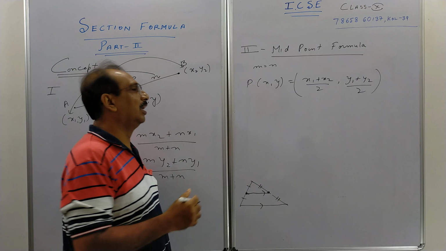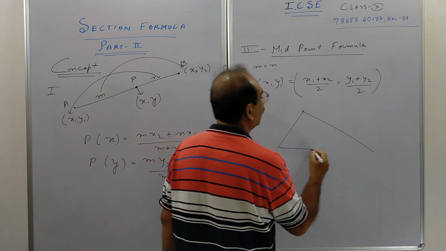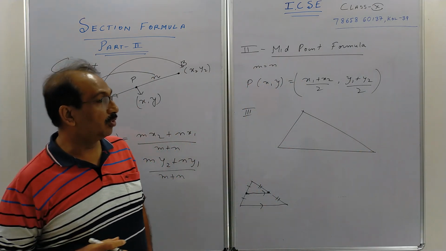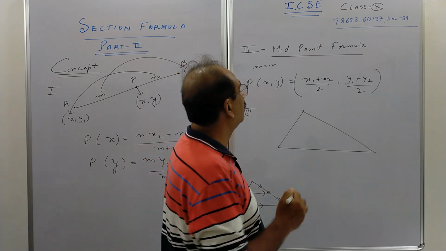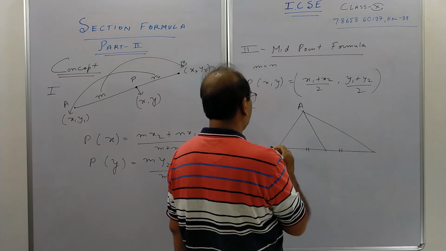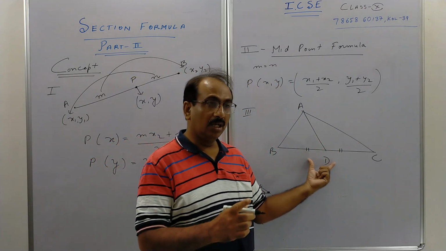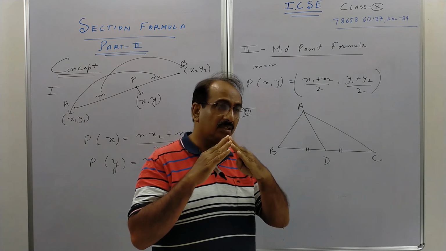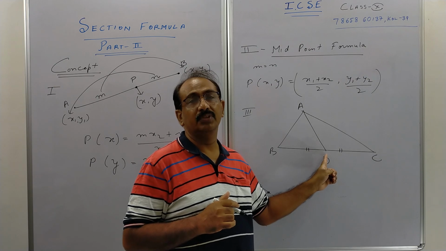And the last one, children, before I do the sum, is the centroid of a triangle. What I am doing is ICSE syllabus, remember. So what is a centroid? First thing you have to understand: take triangle A, B, C, and D is the midpoint of BC. A line joining a vertex, where two lines meet, to the midpoint of the other side.